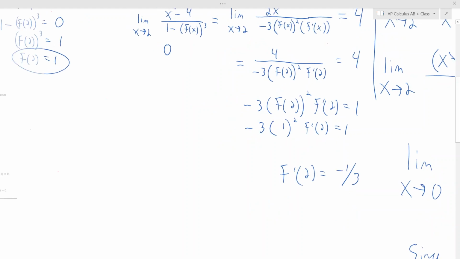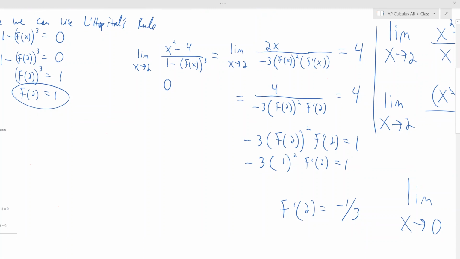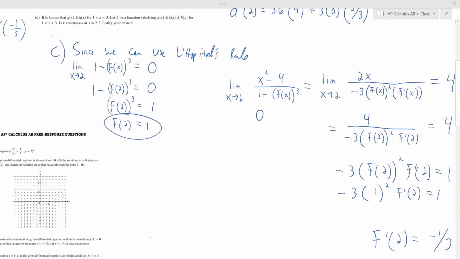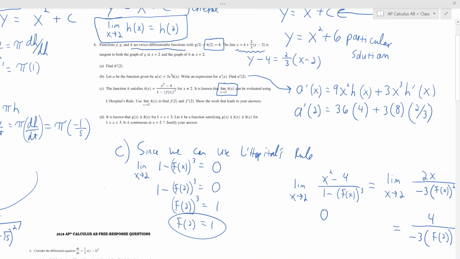All right, so that's a tricky question. But all the math we did wasn't super difficult. The difficulty in these questions always is, what am I supposed to do with what they're giving me here? All right, I'm not going to talk about part D because they use the squeeze theorem in there, and I don't think that's going to be a big deal. Maybe we'll come back to it later on.